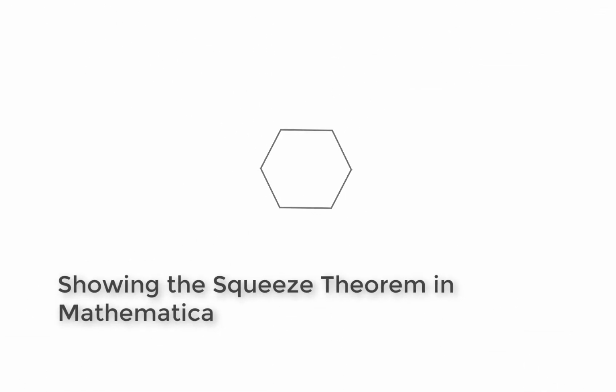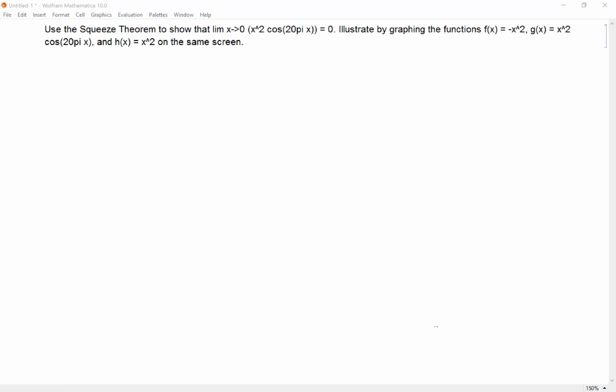We're going to use the squeeze theorem to show that the limit as x approaches 0 of x squared cosine 20 pi x equals 0. The way we want to do this is by graphing three functions: negative x squared, x squared cosine 20 pi x, and x squared, on the same screen.